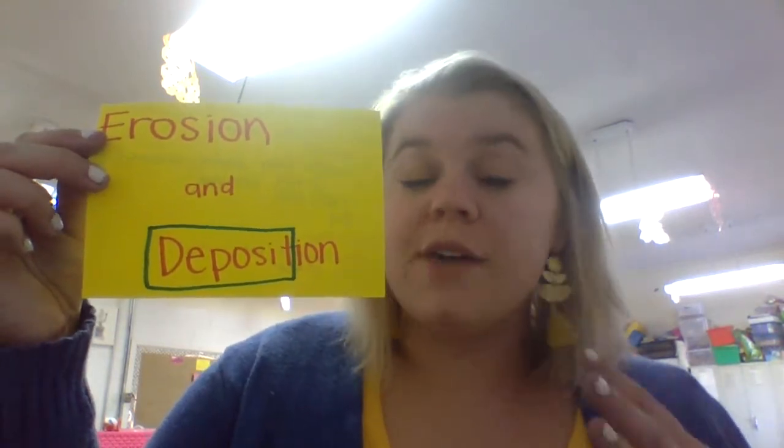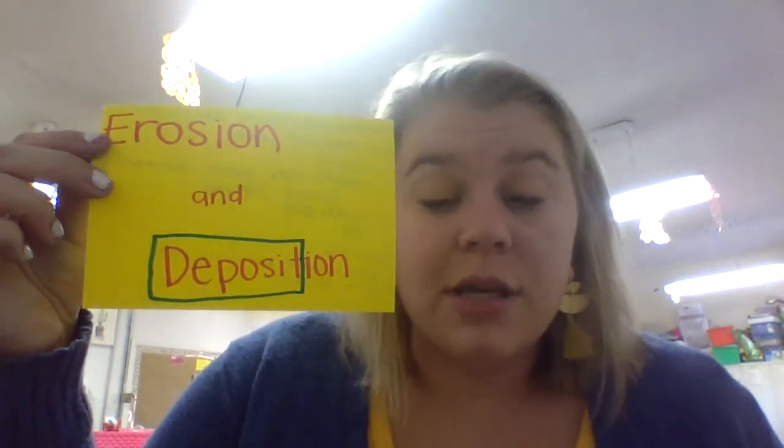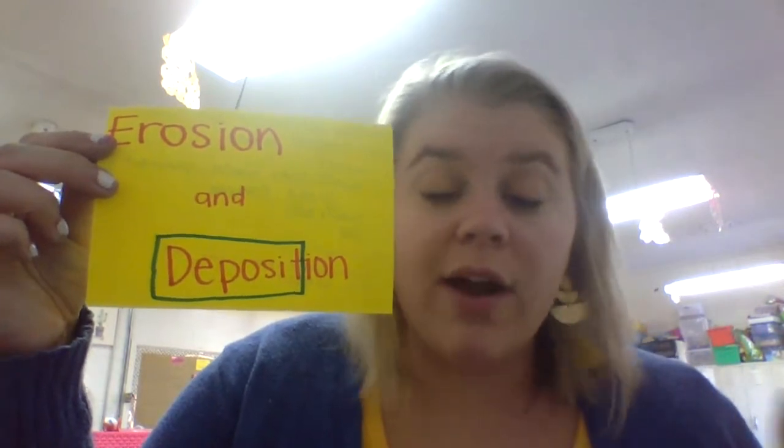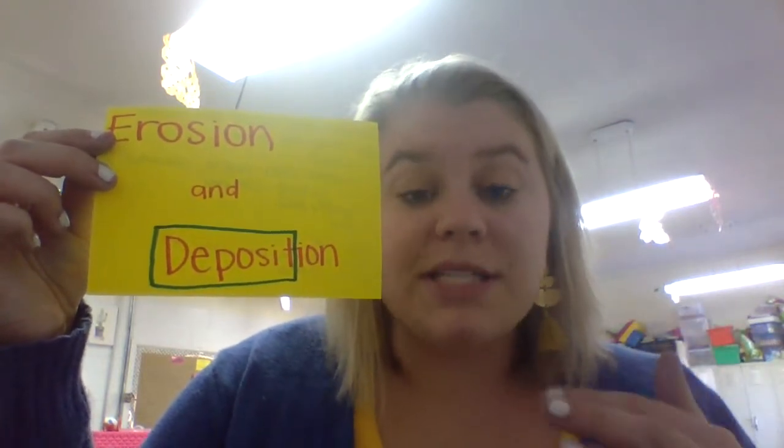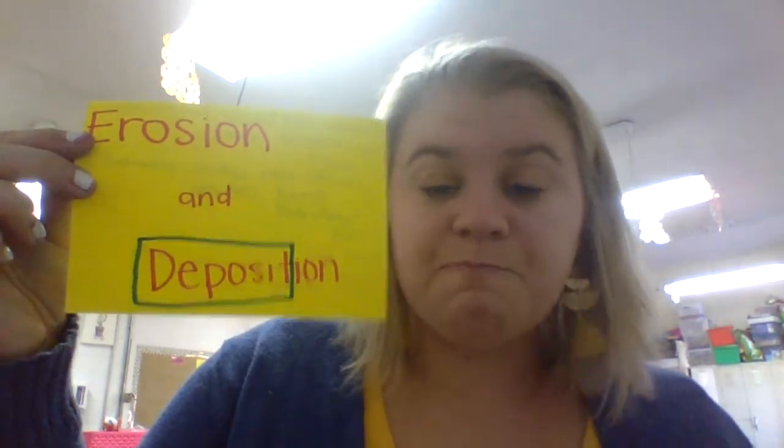Another example of deposition is sandy beaches. When you go to the ocean or the lake, wherever, and you see sandy beaches, that's deposition. That's deposited sand, deposited material that's been weathered and eroded over years and years and years. So it's a process: weathering breaks down the sediment, erosion carries it away, and deposition drops it somewhere new.